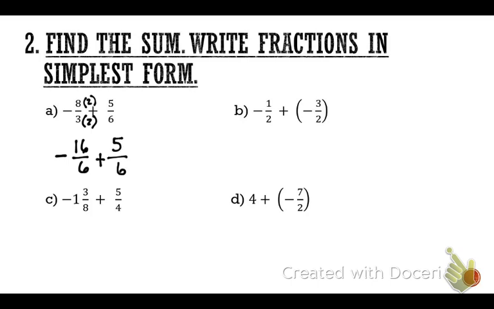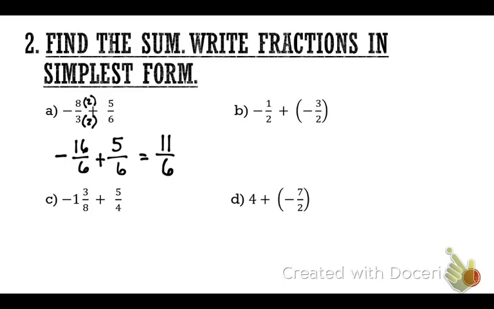Now, let's look at it carefully. Just like with integers, do I have the same sign or a different sign? Different sign. Sing it with me. Same sign, add and keep, different sign, subtract. All right, we have to subtract it. What is 16 minus 5? 11. And remember, you always will keep your denominator the same. When adding and subtracting, you do not want to add 6 and 6. No, if you have negative 16/6 plus 5/6, the answer is 11/6. Okay, you keep the 6 exactly the same.